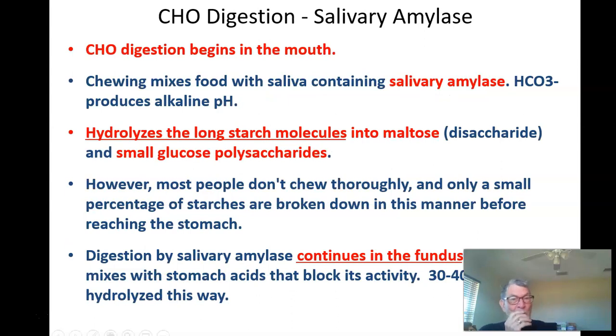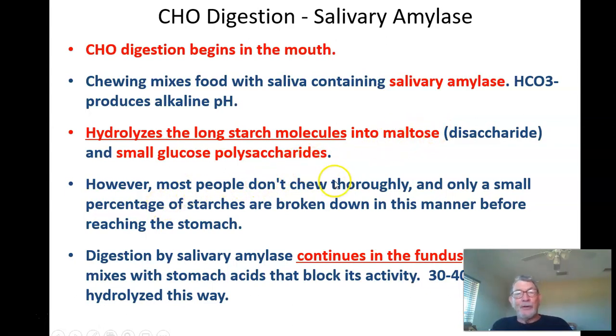So the digestion of carbohydrate begins in the mouth with salivary amylase. It breaks primarily amylose down into maltose. It breaks a lot of your long starch molecules into maltose, a disaccharide. Some of it will wind up in those small polysaccharides, those alpha dextrins. Both these and these will need to be broken down the rest of the way later.